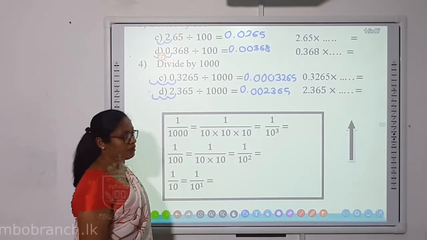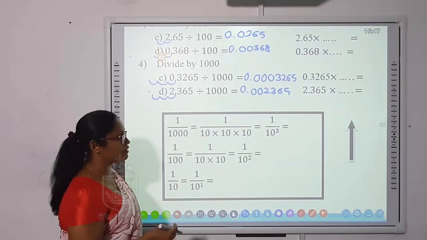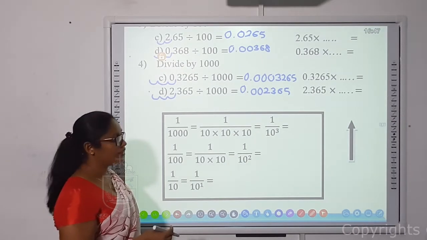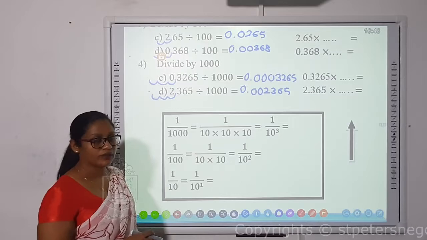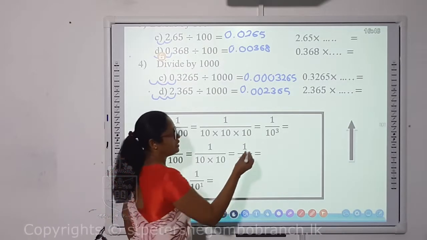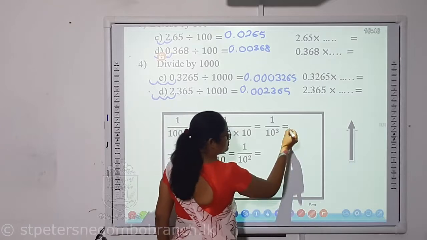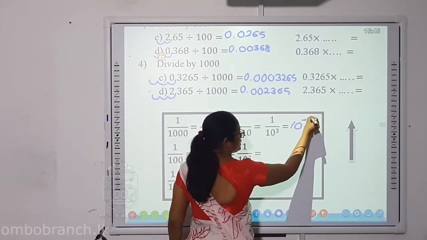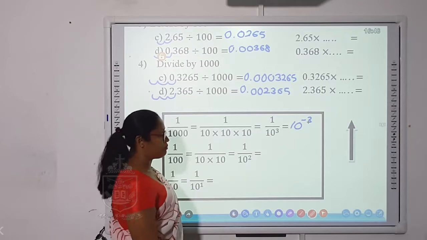So here 1 over 10 to the power 3, right? The next thing I am doing, I just bring this 10 to the power 3 to the numerator. You know that as per the theory of indices, we should change the sign of the power. That should be 10 to the power minus 3.